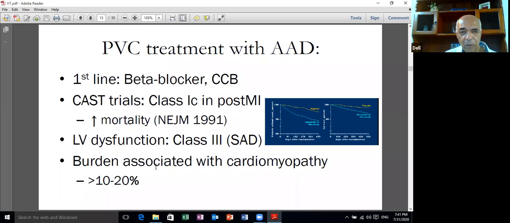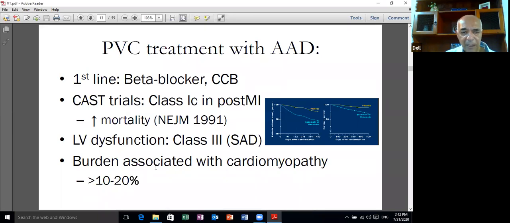The absolute no, according to the CAST trial published several years ago, is to implement the use of class 1C drugs, flecainide and propafenone. This is absolutely contraindicated in patients who have structural heart disease. So it's not to be used in the treatment of PVCs, particularly if you get a left ventricular dysfunction of an ischemic etiology.